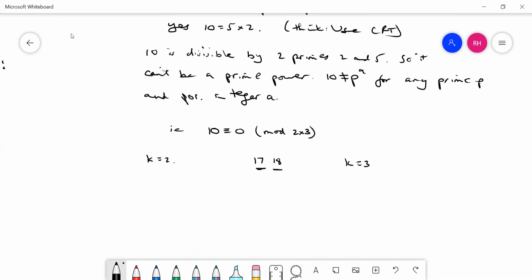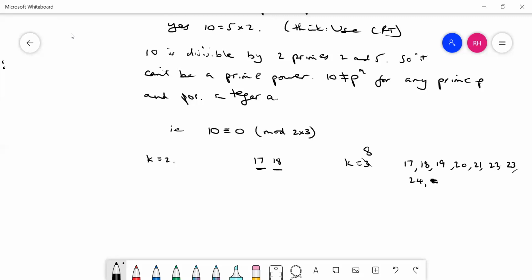Well, I suppose we could keep going. 17, 18, 19, actually 20, 21, 22, 23. So we've actually got much larger than k. 24, 25 is no good. That's a prime power. So 1, 2, 3, 4, 5, 6, 7, 8. So k equals 8. It's not that hard to do.